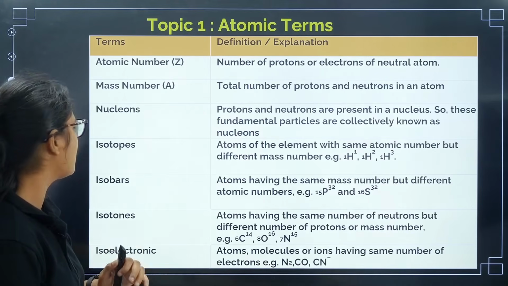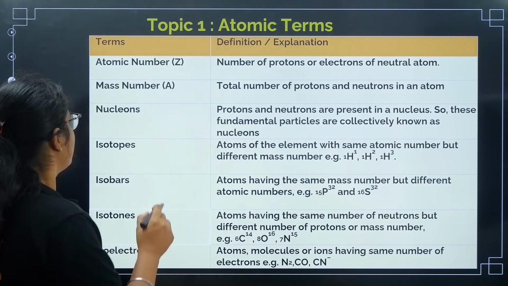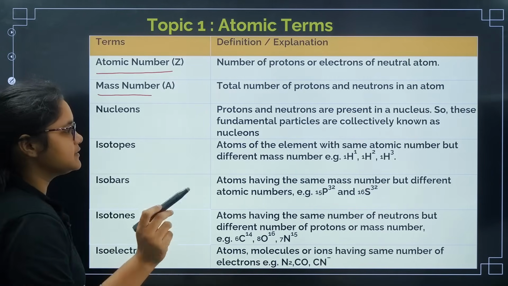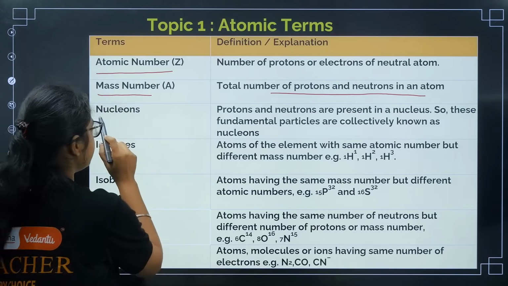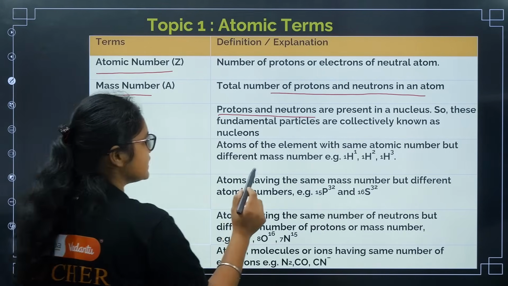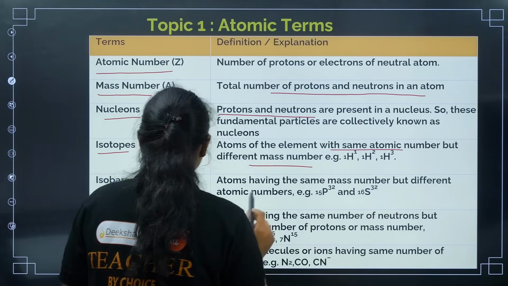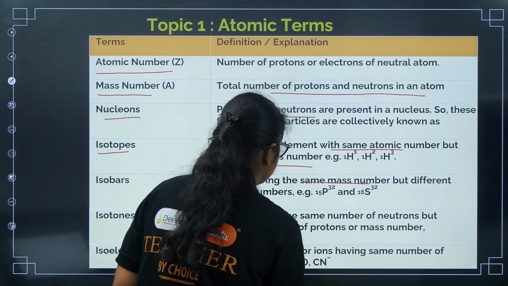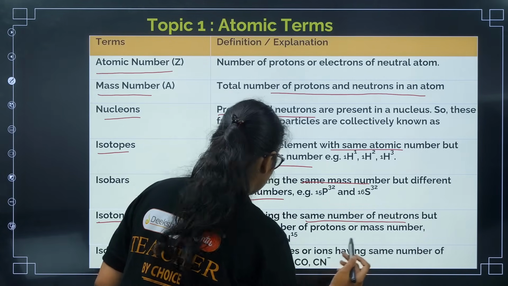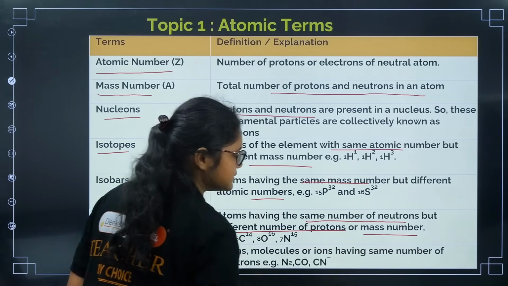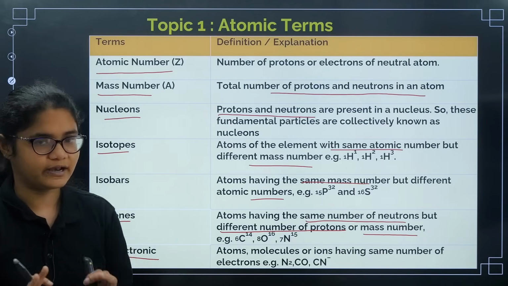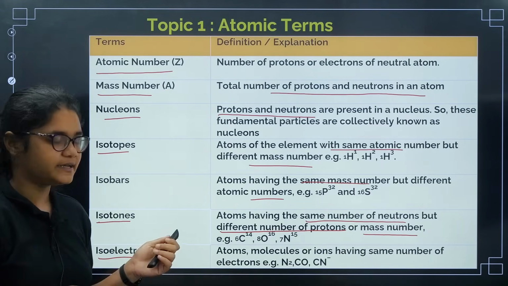Now quickly let us revise the atomic terms. Atomic number Z is the number of protons. Mass number is the number of protons plus the number of neutrons. Nucleons are present inside the nucleus, that is protons and neutrons. Isotopes have the same atomic number, different mass number. Isobars, the opposite, have the same mass number, different atomic numbers. Isotones are those which have the same number of neutrons but different numbers of protons or mass numbers. Then you have isoelectronic species, which are species having the same number of electrons. So quickly you can revise it, very easy definitions.